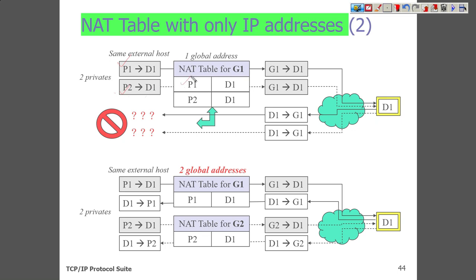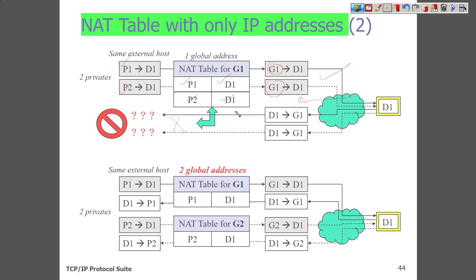The NAT table makes an entry: P1 wants to go to D1, P2 also wants to go to D1. And when it leaves, the packet's P1 is replaced with G1, and P2 is also replaced with G1, and it is delivered. Now the problem is going to appear. When the reply comes back, it is coming from D1 to G1 and D1 to G1, and in the NAT table, it is difficult to differentiate which packet is to be sent to which host, and this creates a problem.